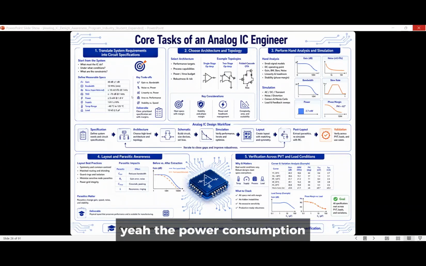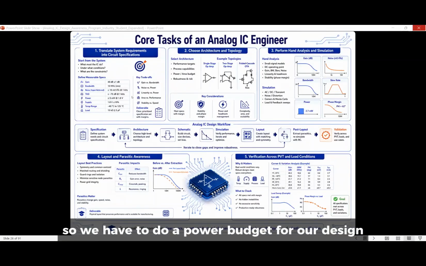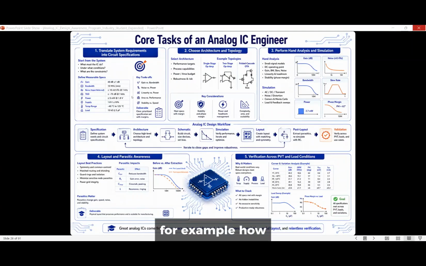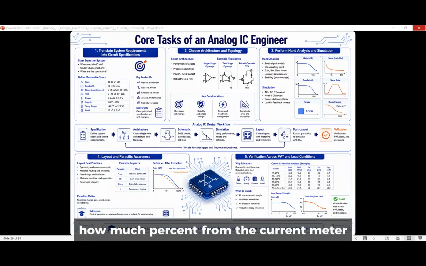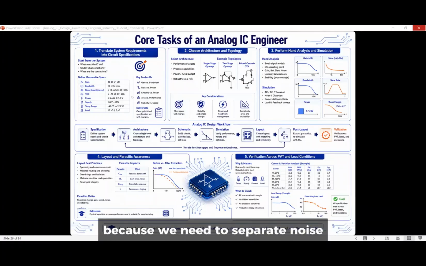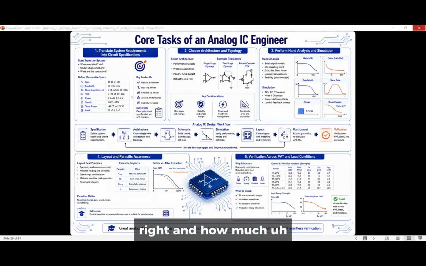Yeah, the power consumption, for example 5 milliwatts at 1.8 volts, is it reasonable? Yeah, we have to think about it. Can we further reduce it? So we have to do a power budget for our design. For example, how much percent for the current mirror and how much percent for the input device? Because we need to separate noise, right? And how much power for the output stage?